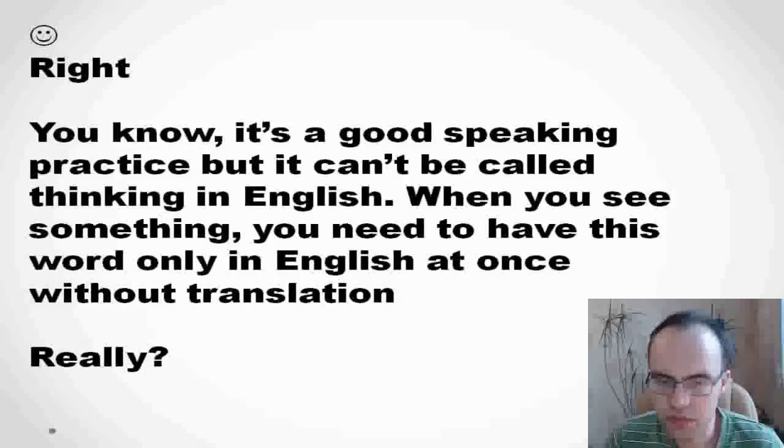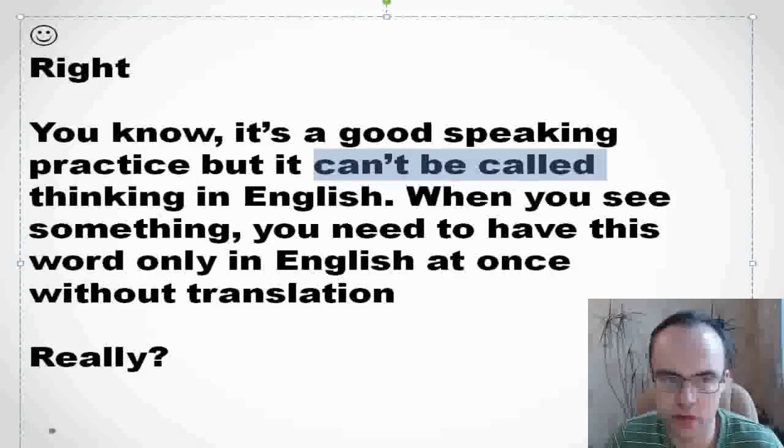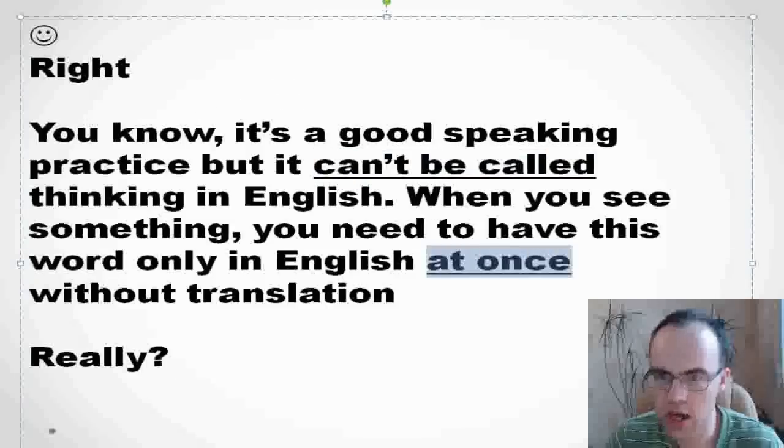You know, it's a good speaking practice. It's good, not bad, not terrible. Yeah, but it can't be called thinking in English. It can't be called, yes, it's passive voice. It can't be called thinking in English. No. When you see something, you need to have this word only in English at once. It means immediately. So you see a car and you have this idea in English. Okay, so I see a car, this is a car or something like that. So without translation, it's a very important thing.